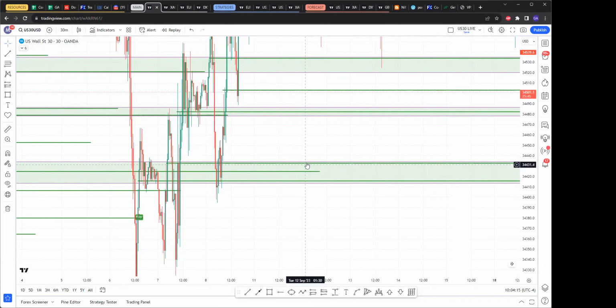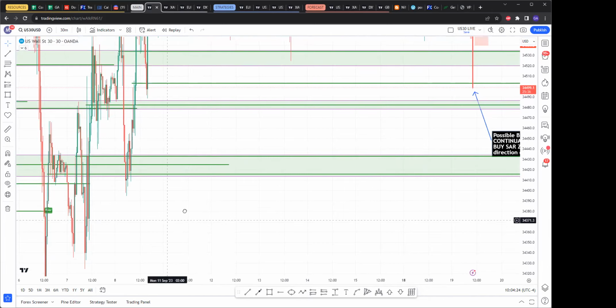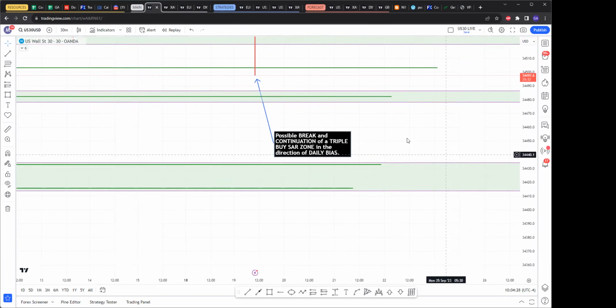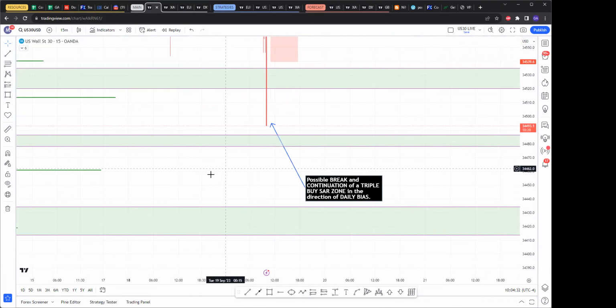So let US30 drop. We have another one here. This is 432, the bottom one is 414. That's like an 18 pip zone. Not bad. So we might end up getting a test and rejection, but let US30 keep dropping. Right now there's nothing on the 15-minute time frame.